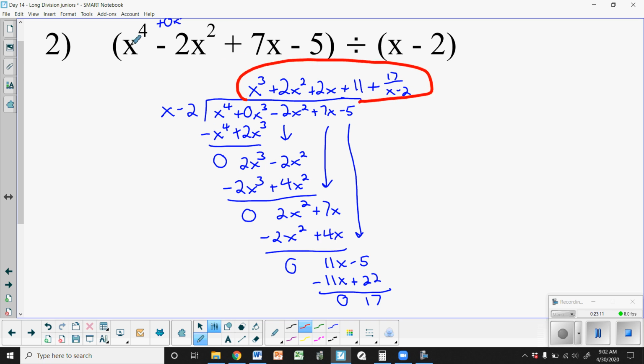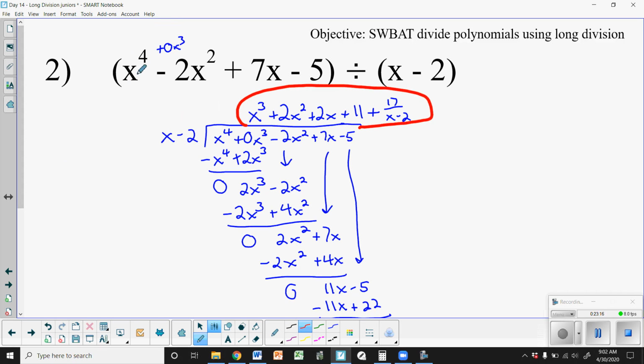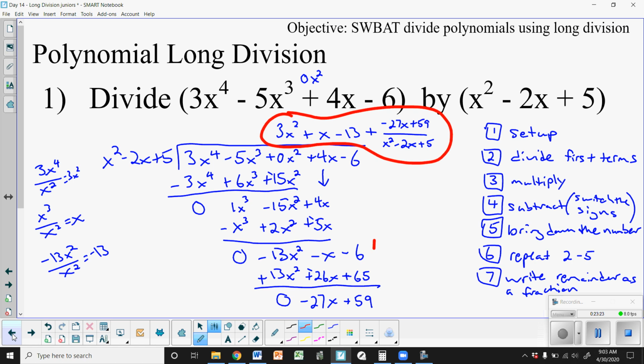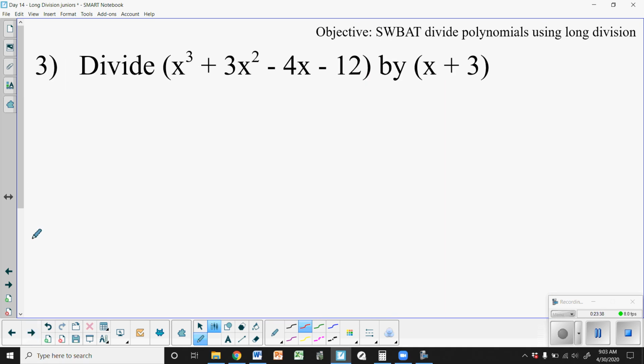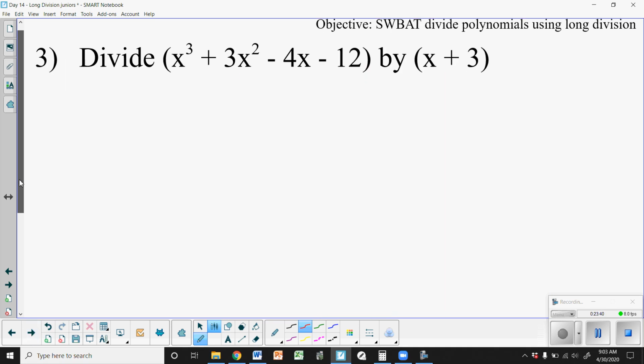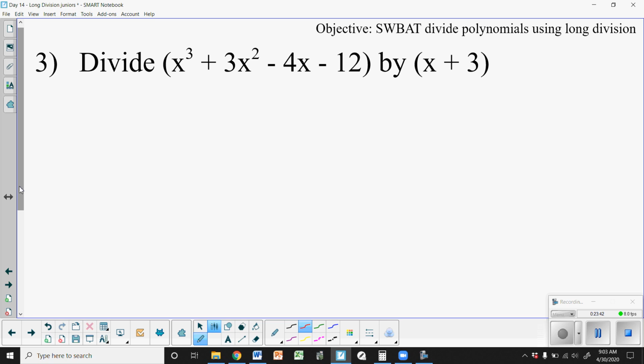So we're dividing this divided by, now notice that when we divide x to the fourth by x, we get x cubed for our first term. In the one that we previously just did, what did we divide? We divided x to the fourth by x squared, and we got an x squared. So notice that that's going to be pretty common. That's our first step anyway, is to divide the first terms. All right, if you want, you can do this one as well. I'm not going to do this one with you, but if you want to divide this one, you can do so.